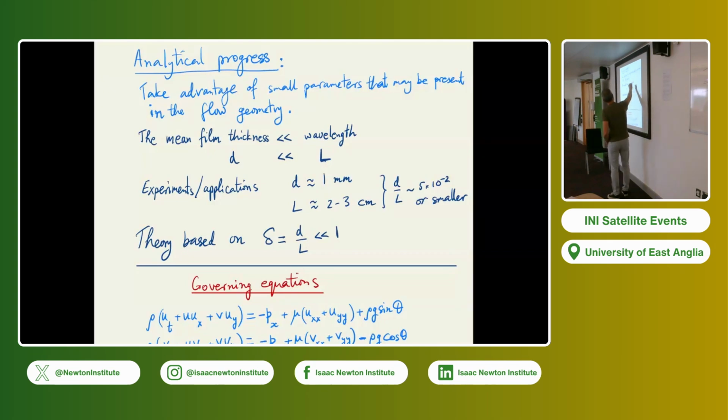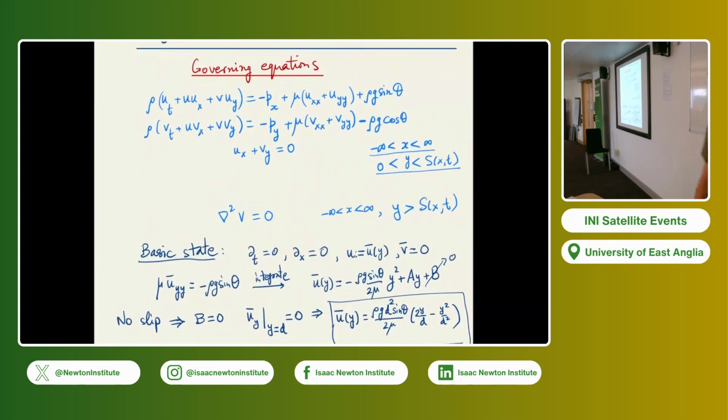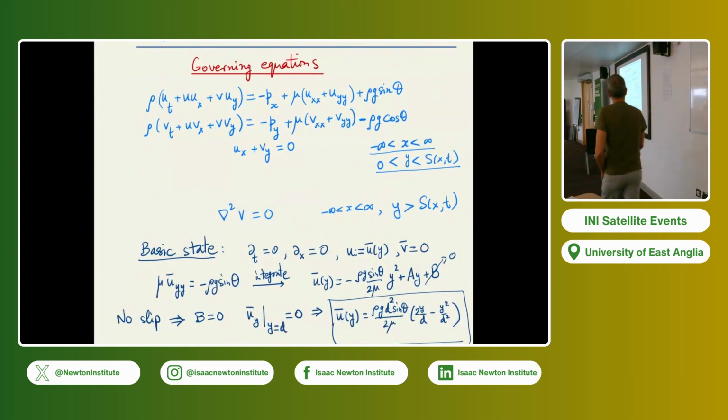So typically the mean film thickness, if I call it D, is usually very small compared to the types of waves that I see forming on these interfaces, which I would call L. So typically D is about a millimeter and L is of the order of several centimeters, depending on the problem. So if I call delta D over L, that's a small parameter. Okay, so what can I do? How can I use this small parameter?